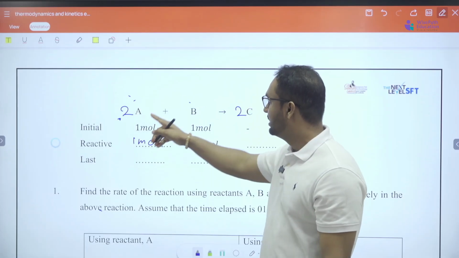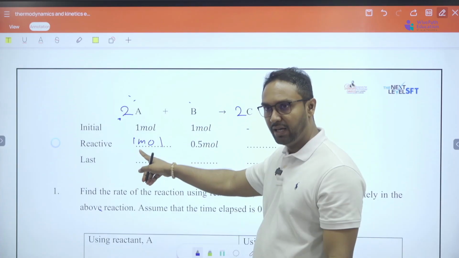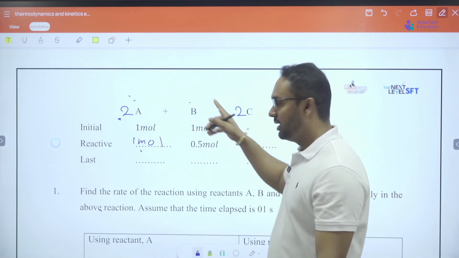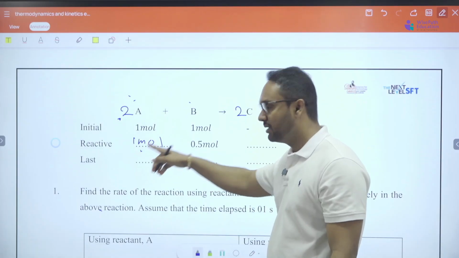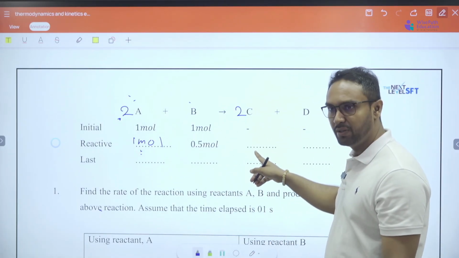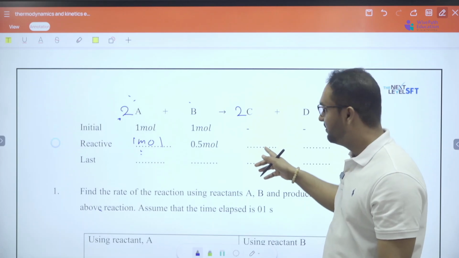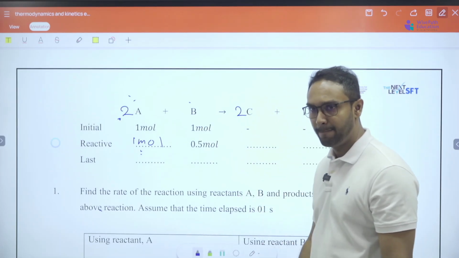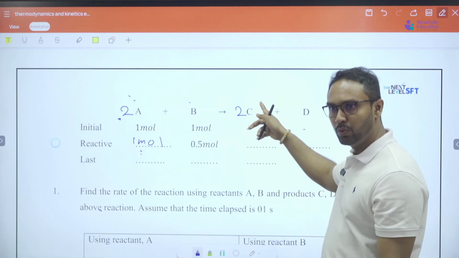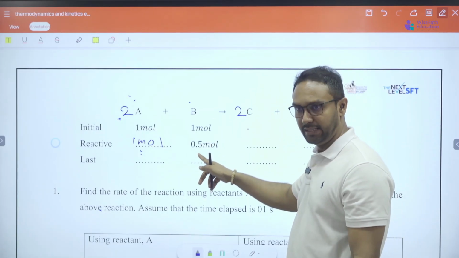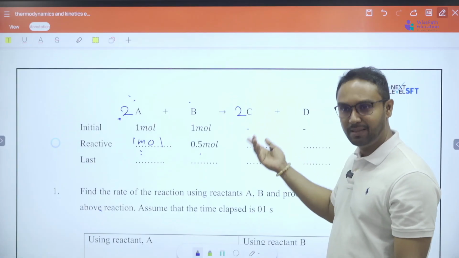And if you consider 1 mole of A is reacting, and it is 2 to 2, which means 1 to 1. So if 1 mole is reacting, 1 mole should be producing, and that is if you compare the A and C. But if you compare the B and C, that is 1 to 2. 0.5 is reacting. How much should produce? 1. It's the same answer, isn't it?